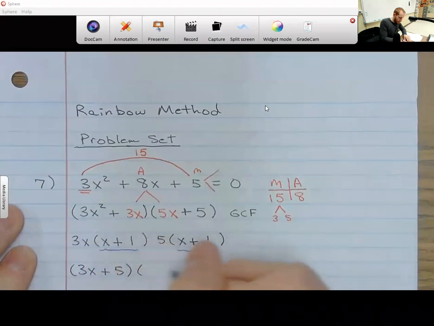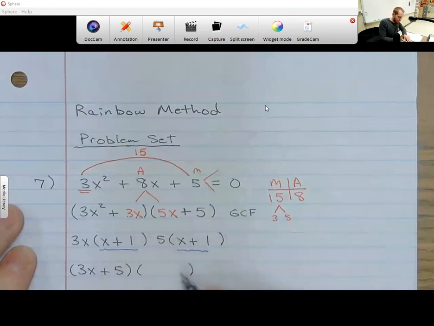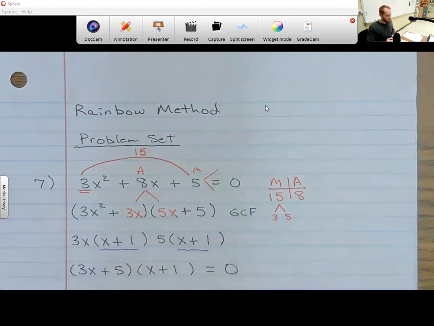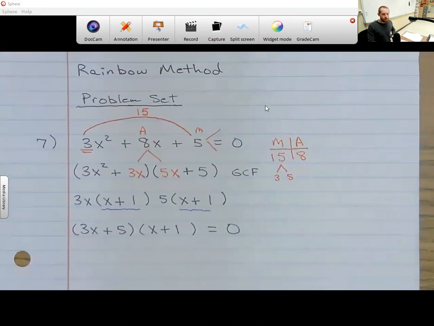And then over here, I'm going to merge these 2 copies into 1 to give me an x plus 1. So I basically just merged them into one copy. And now I'm factored, right? I set the whole thing equal to 0. Good. So now I can set up my two equations like I've been doing.